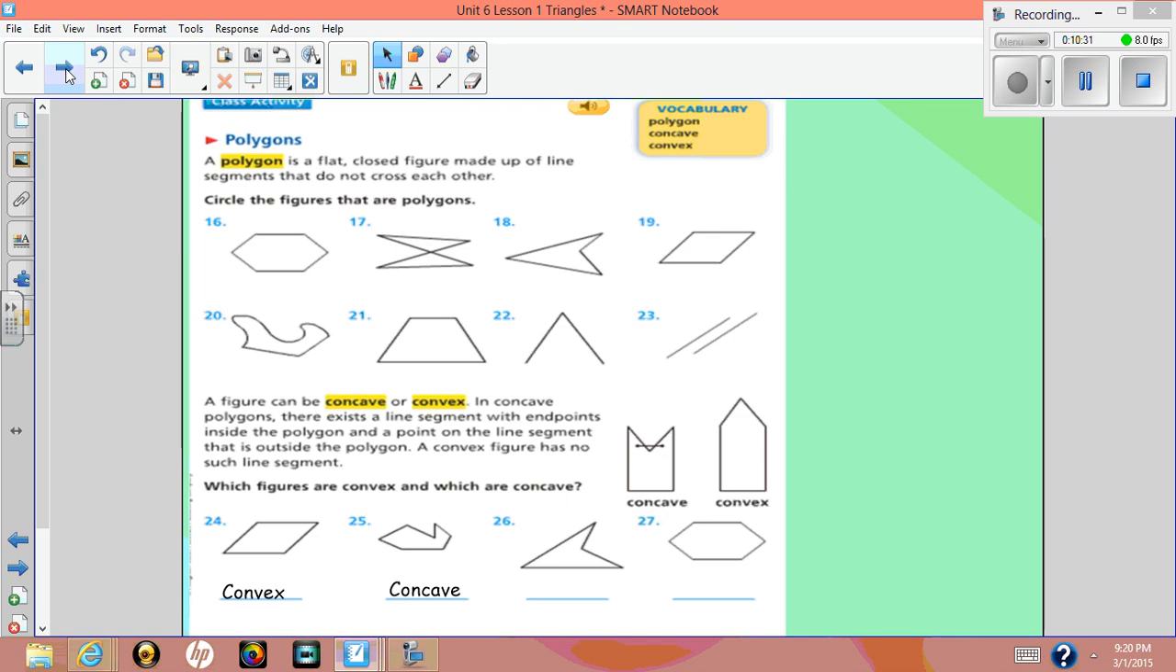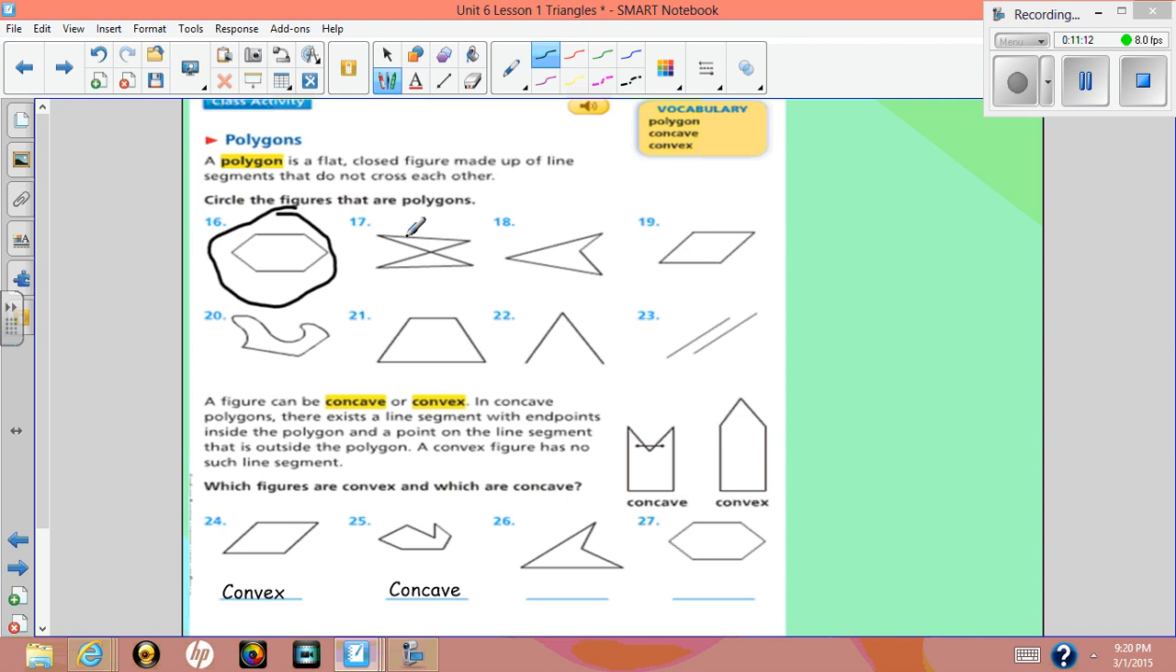Now, polygons are also part of our learning exercise, this lesson 1. A polygon is a flat closed figure made up of line segments that do not cross each other. So let's look at 16 through 23 and see which ones fit in this category. Okay, line segments meet because they are a closed figure. So 16 is a closed figure and it fits in those attributes.